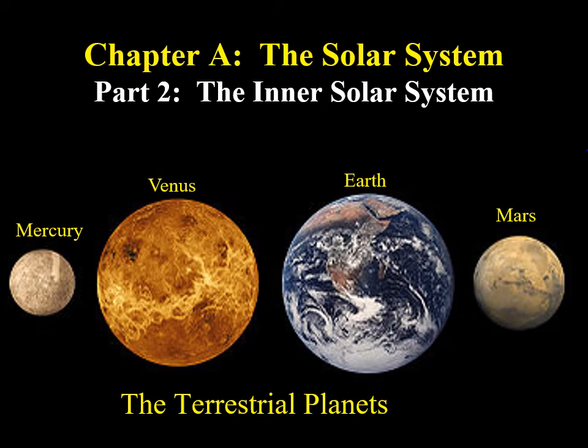Hi, welcome to part 2 of our lecture on the solar system. In this part of the lecture, we're going to be looking at the inner solar system, which includes the 4 terrestrial planets: Mercury, Venus, Earth, and Mars.